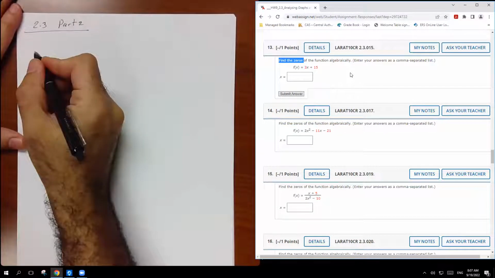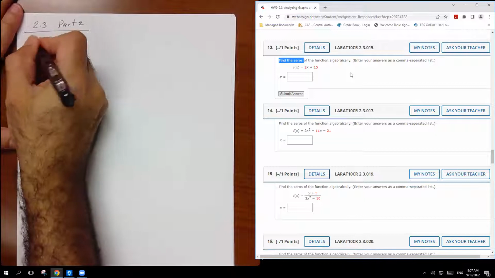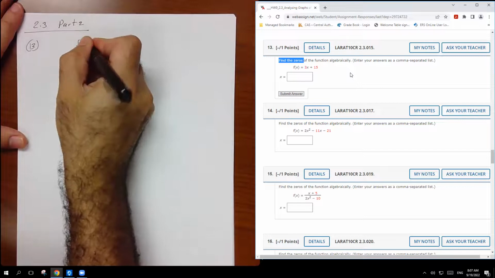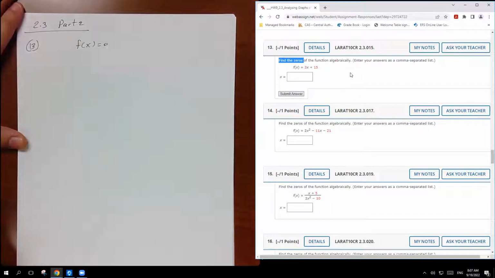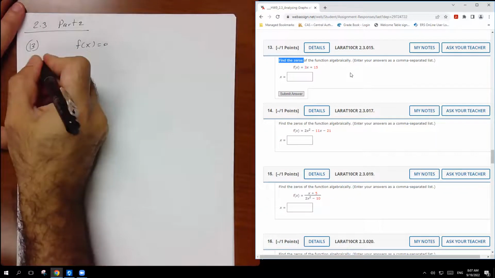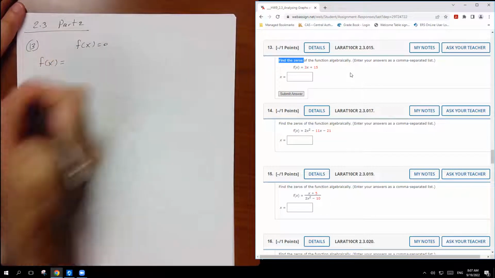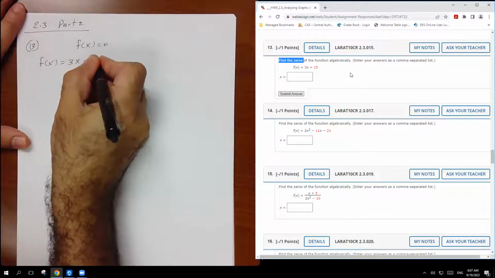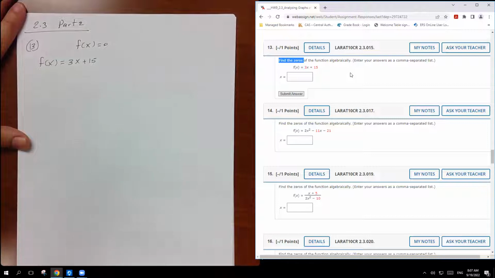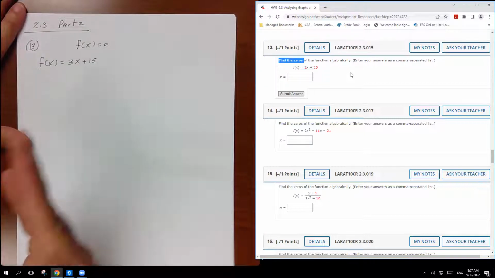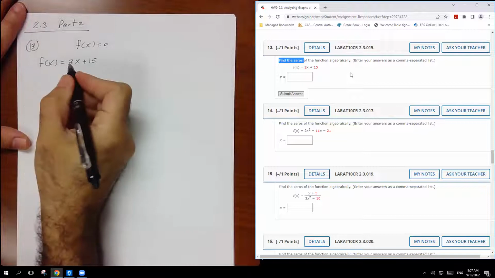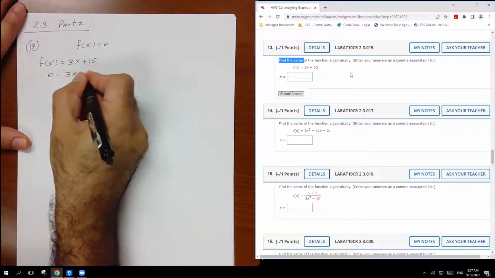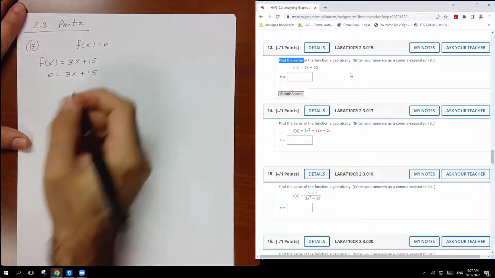So for example 13, they ask you to find the zeros. That means I'm always going to let f of x equal 0. In this case, we have f of x equal 3x plus 15. They did not ask me to graph, but they ask me to find the zeros. That means the x-intercepts, so f of x equals 0. That means 0 is going to be equal to 3x plus 15. So I'm going to solve this one.